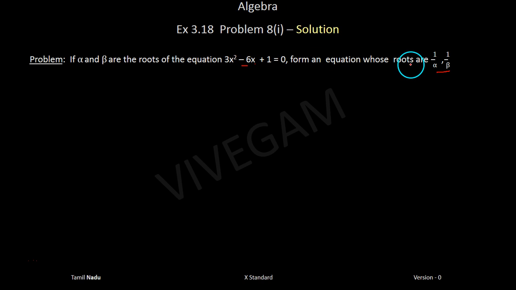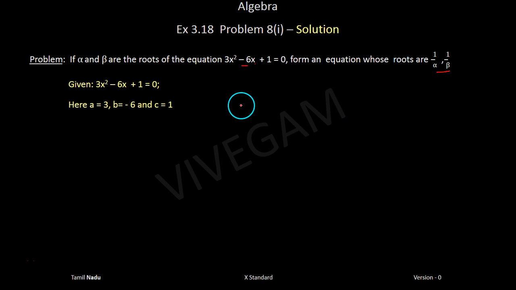Once we know the sum of the roots and the product of the roots, you can substitute them in the equation x square minus sum of the roots into x plus product of the roots equal to 0 to get the required equation. So this is how this problem needs to be worked. Now let's get going.